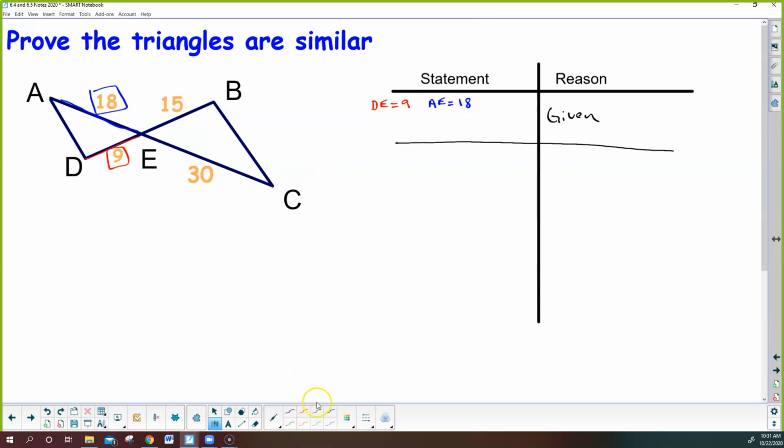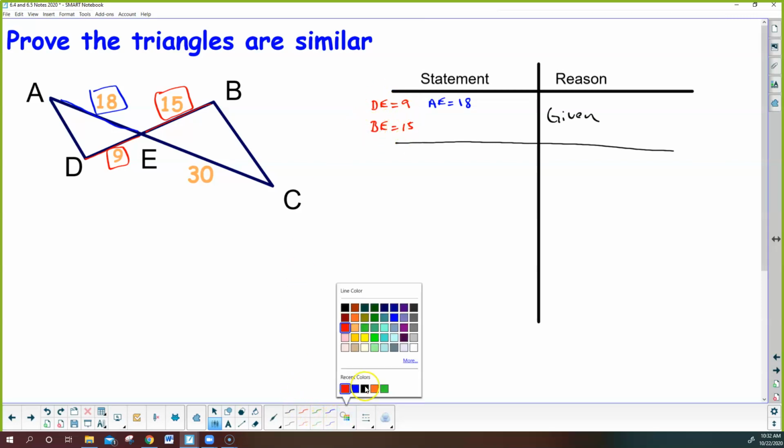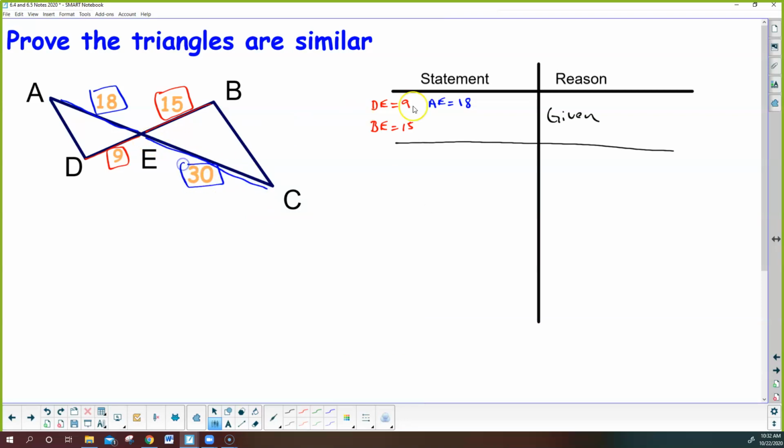So I dealt with the triangle on the left first. Now let's go to the other side. And the only way that it's going to match up is if I match small side to small side. So BE is 15. Notice how that's kind of like a ratio. And that has to be compared to the larger side or the longer side, CE.